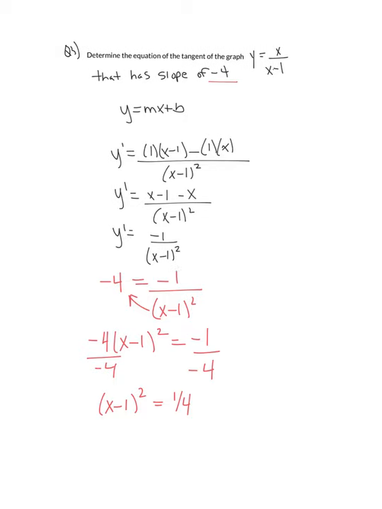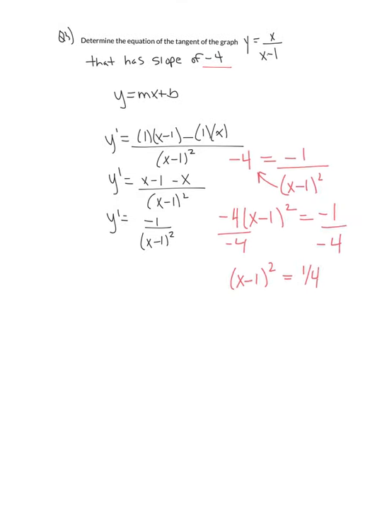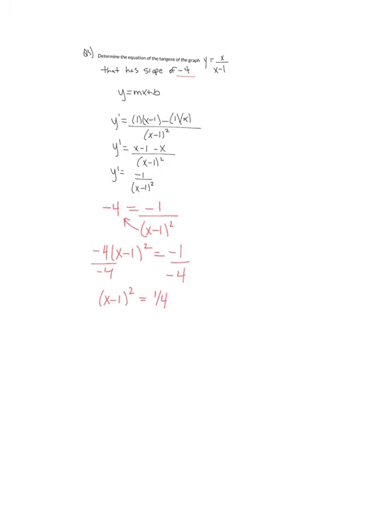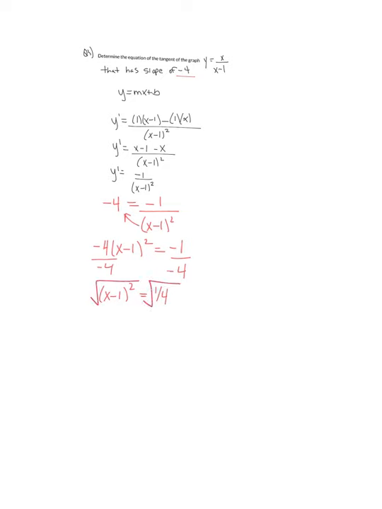This is still looking too big. I'm going to move this over here. All right, there we go. I will square root this. So x minus 1 is equal to plus or minus 1/2. X is equal to 1 plus or minus 1/2. X is equal to 3 over 2 or 1/2.